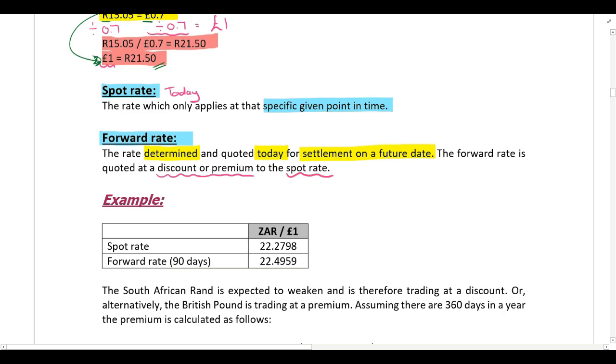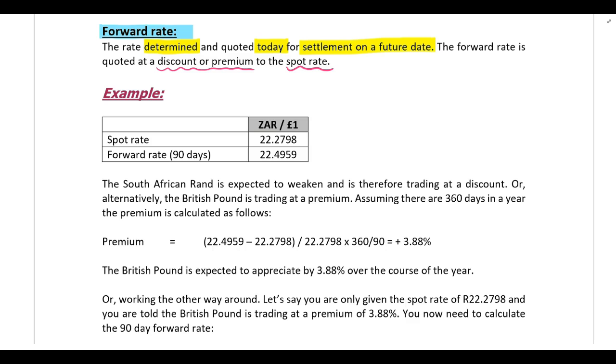Once again, let's look at an example, add some numbers so that this makes a little bit more sense. In this example, I've given you the spot rate. 1 pound is equal to 22.2798 rands. So that is my spot rate. That is my exchange rate today. I've also given you the forward rate for 90 days. So let's say, for example, guys, you bought a machine from overseas and you have to pay for the machine in 90 days' time. What you can do in order to protect yourself from movements in exchange rates is you can go to the bank and you can enter into a forward rate agreement. So this is referred to as an FEC, or a forward rate agreement, where you agree that you will pay a fixed amount at a point in the future. So 90 days from now, you can fix your exchange rate so that you are not exposed to any foreign currency risk. Because remember, if I buy the machine today, this is my exchange rate today.